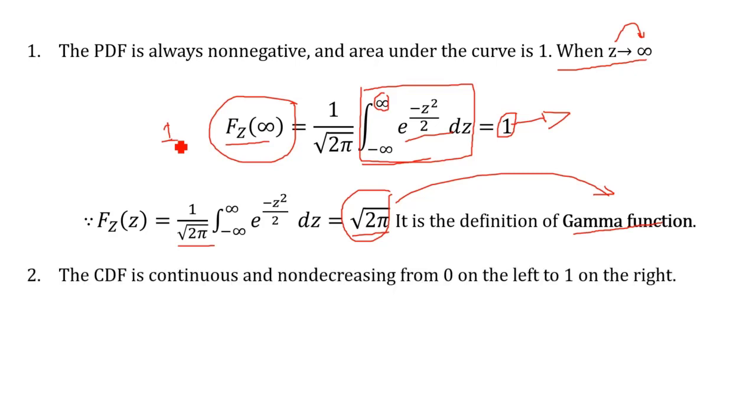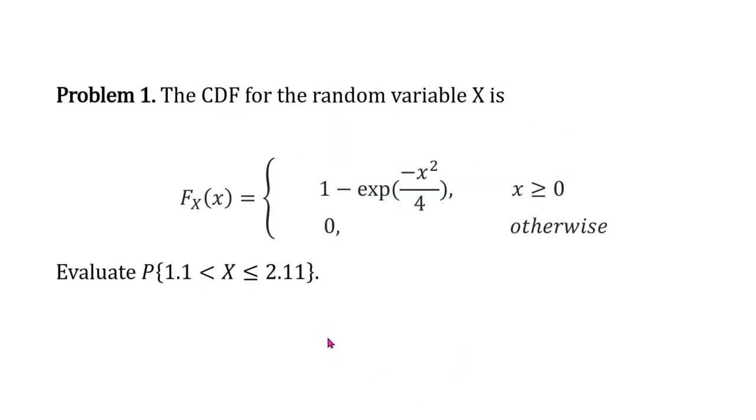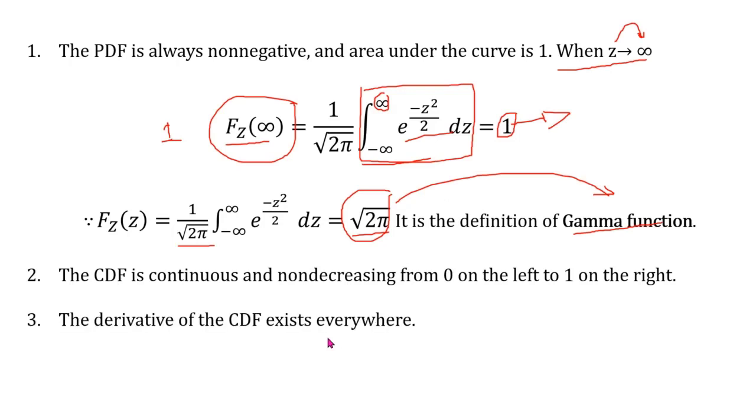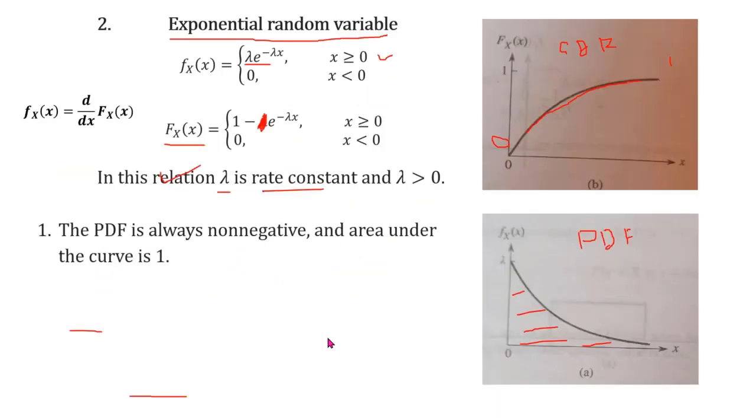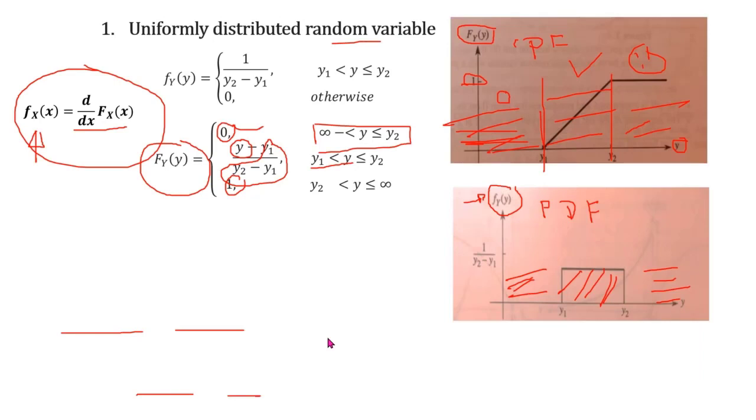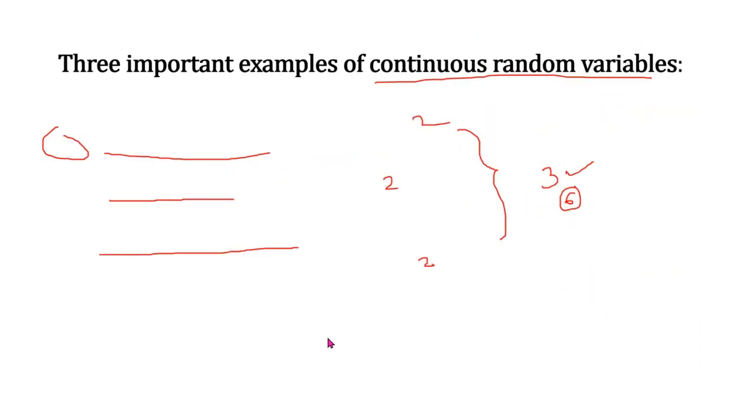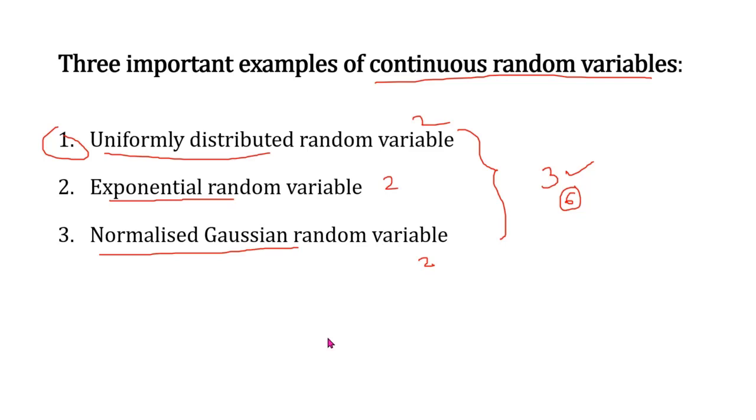Then the second property: a CDF is continuous and non-decreasing from 0 on the left and 1 on the right. The same thing is happening here. Then the derivative of the CDF exists everywhere. So these are the definitions, graphs, and equations for the continuous random variable. One of the important discussions here, I will repeat: 3 important examples of the continuous random variable are uniformly distributed, exponentially distributed, and the normalized Gaussian random variable.